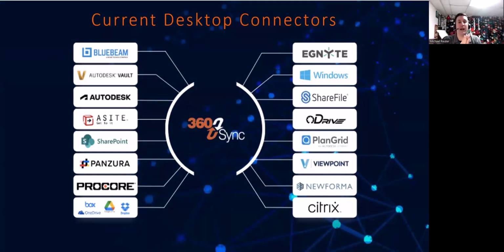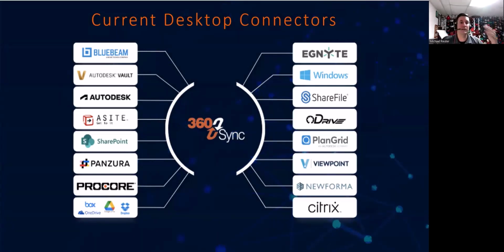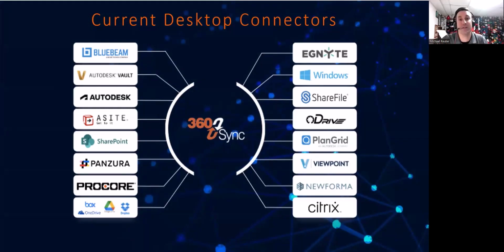So right out of the box, 360 Sync can copy files to or from Windows. Because it can connect to Windows, it can also connect to things that Windows connects to. So things like Box, Dropbox, Google Drive, Ignite, ShareFile, ODrive, OneDrive, Panzura. Those things all leverage Windows by using desktop clients or something similar.